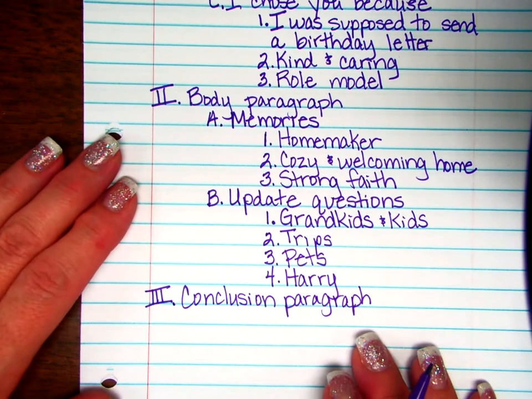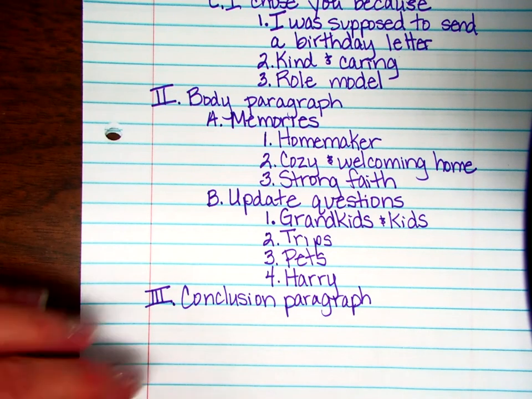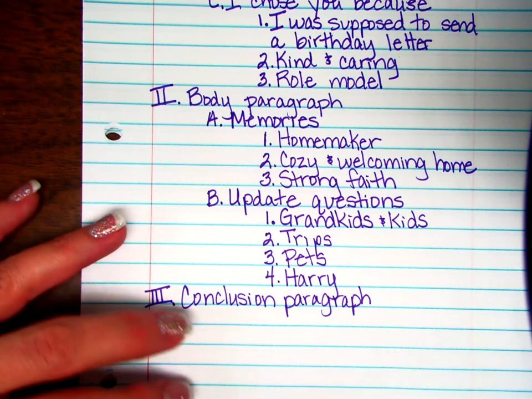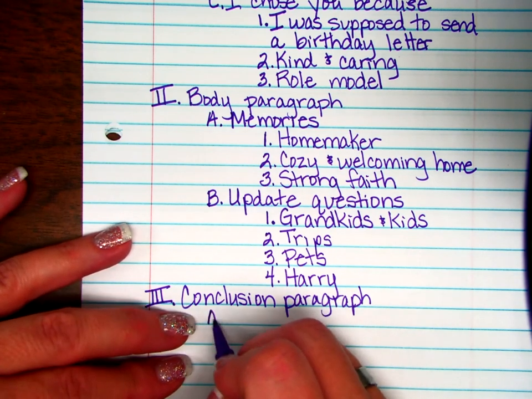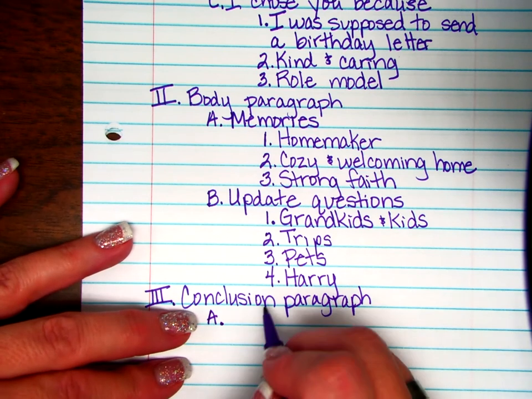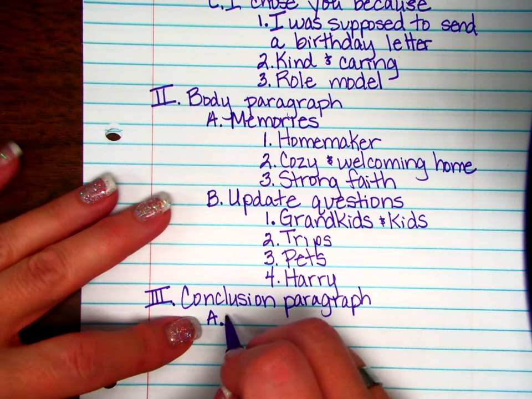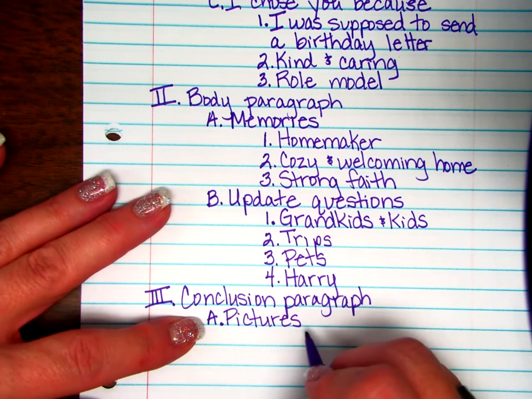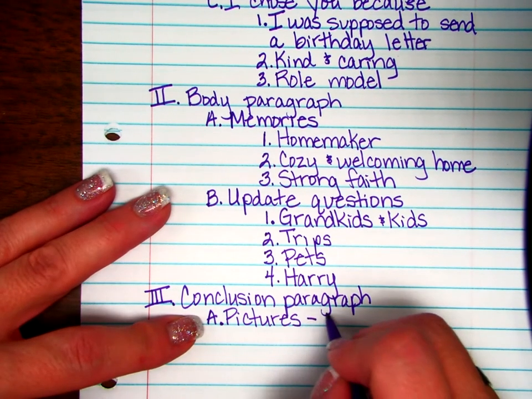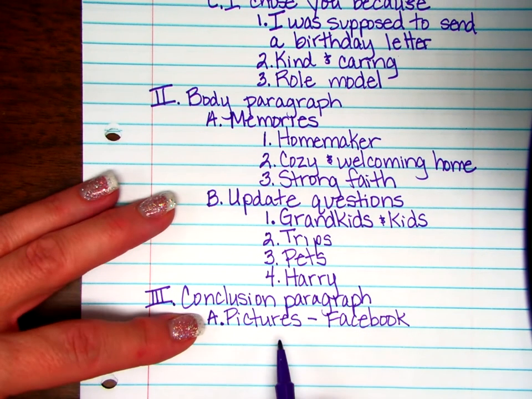Underneath conclusion paragraph, you are going to come up with a couple of things you want to touch base on at the end. A couple goodbye messages. So one of the things you could put is maybe a request for pictures. Or for me, I'm actually going to comment on how I love her pictures on Facebook. If you see them in social media, you could do the same. But if you don't get to see pictures, maybe you could ask them to send a picture.